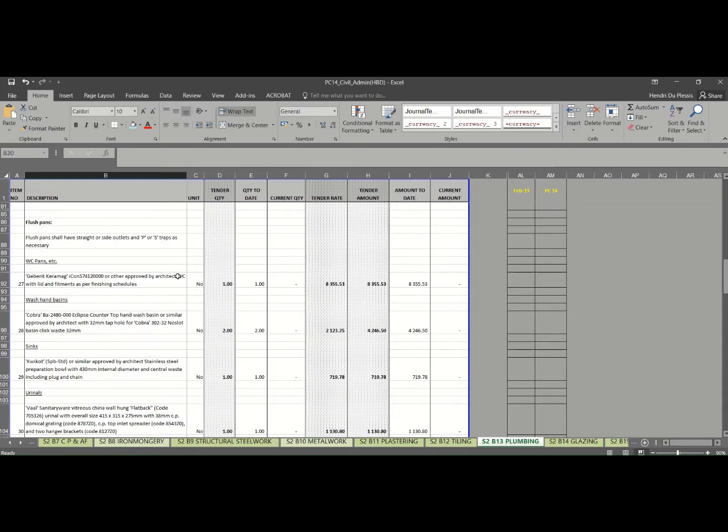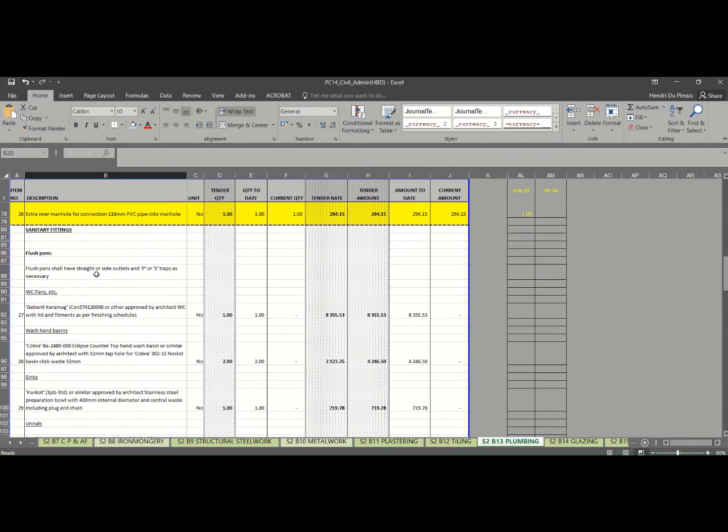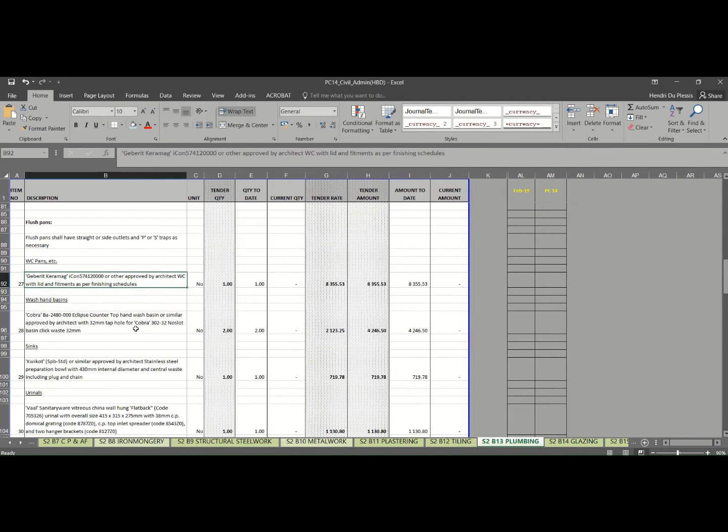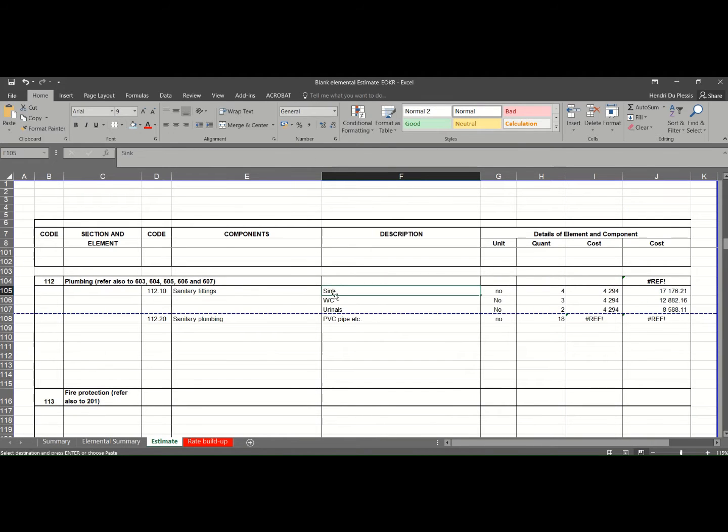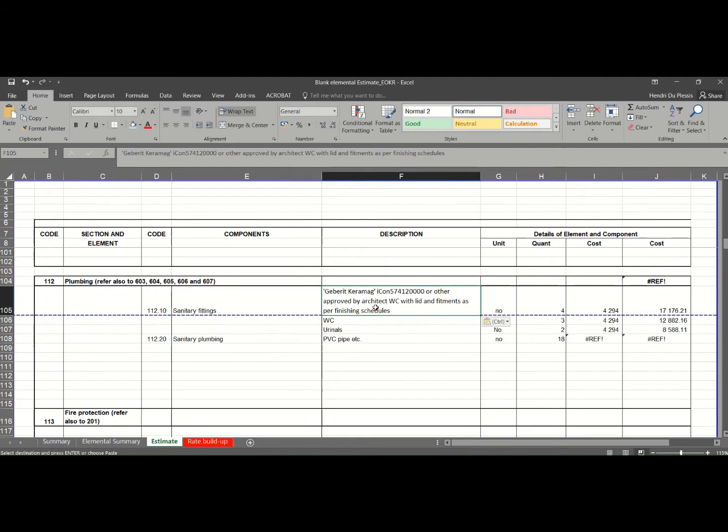Okay, so let's start with our sanitary fittings. Let's see, we've got our flush pans, which is our VC pans or our toilets. So our first item here, let's take it as if our new project actually has this specific VC that's going to be installed in our new project. So what we do is we measure our item and we do a description.